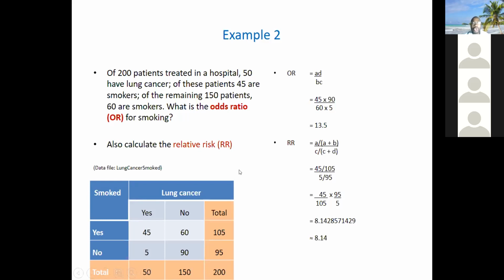Now, look at this case. Smoke. The people that have lung cancer, 50. The people that don't have lung cancer, 150. The people that smoke, 105. The people that don't, 195. But the issue is that among these people that have lung cancer, 45 smoke. Among the 150 people that don't have lung cancer, 60 smoke.